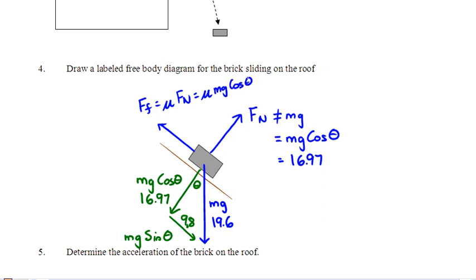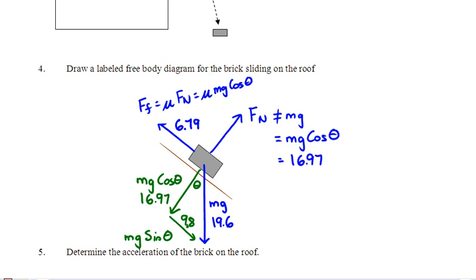If we take that coefficient of friction, 0.4, multiply it by that compression force, 16.97, this friction ends up being around 6.79, somewhere in there, newtons of friction force. That's it. Just those forces.